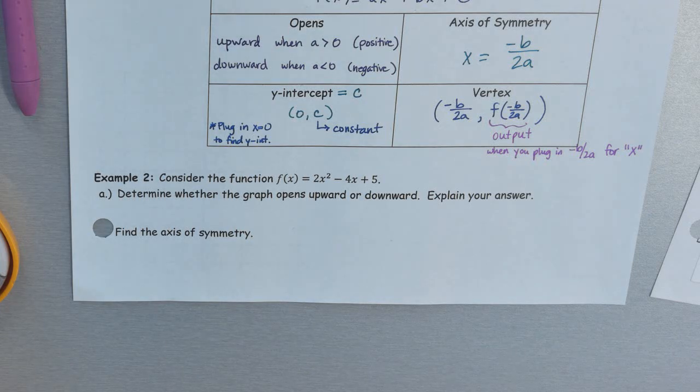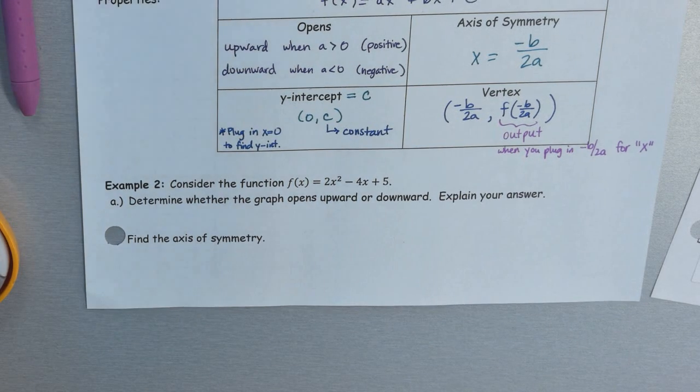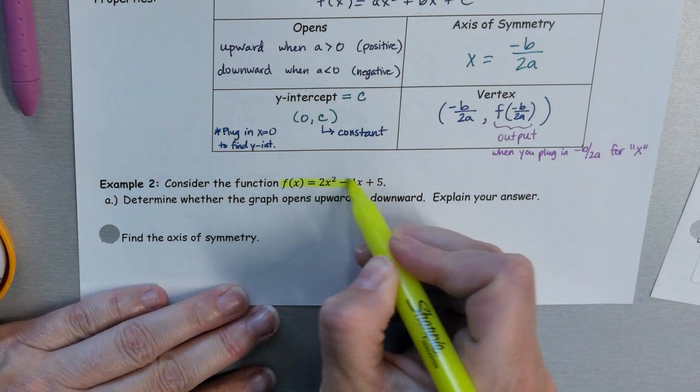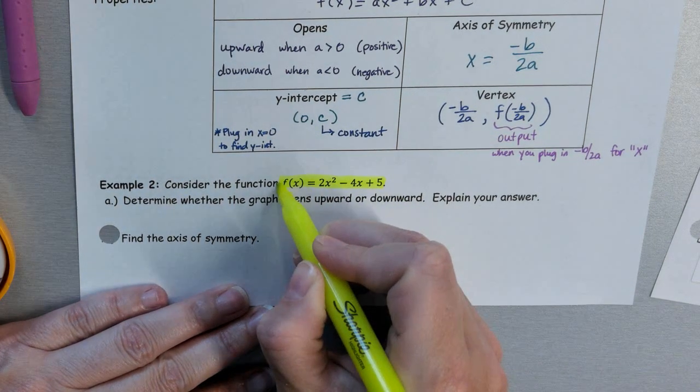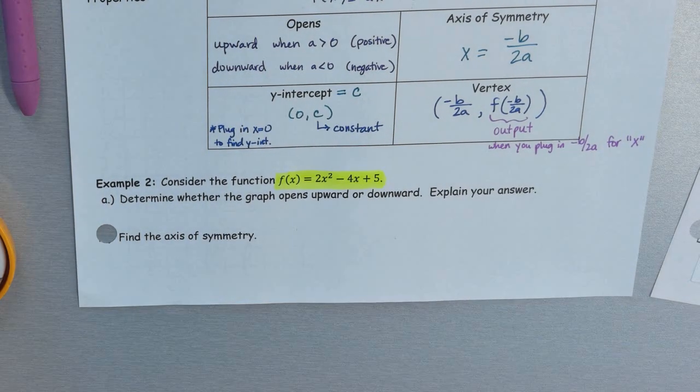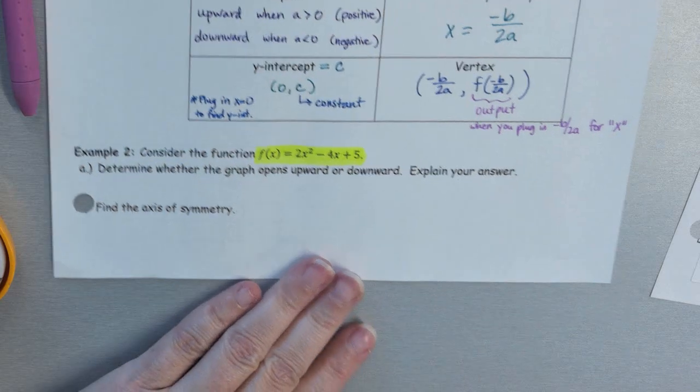All right, today, for example 2, we're going to have several different steps, okay? So in the first one, consider the function f of x equals, so I like to highlight, you can also just box this in. This is the function that we're using. F of x equals 2x squared minus 4x plus 5.